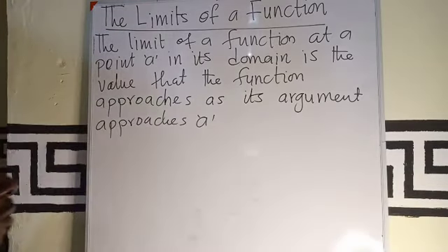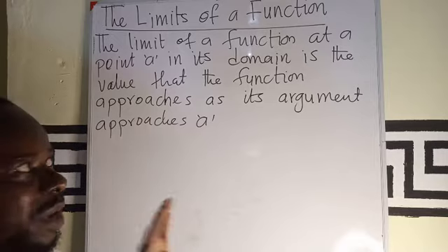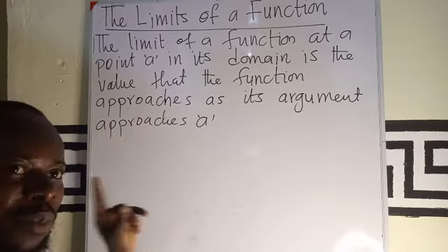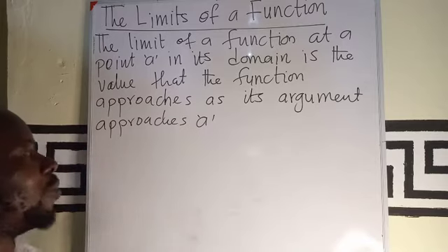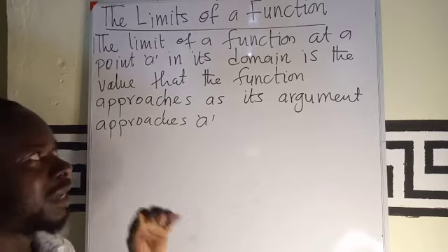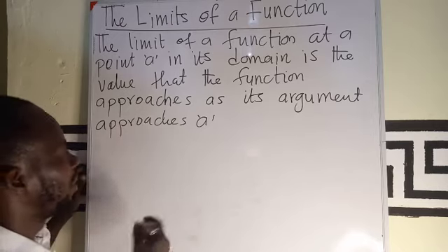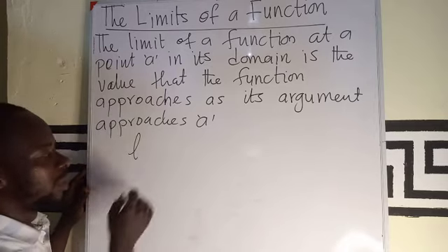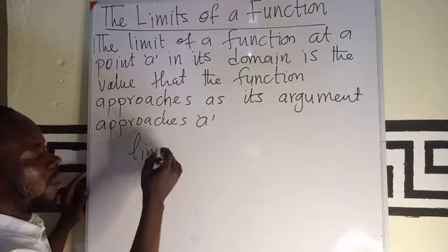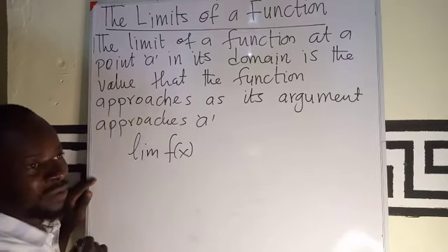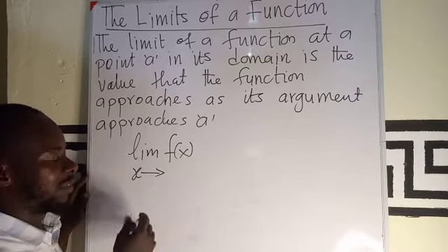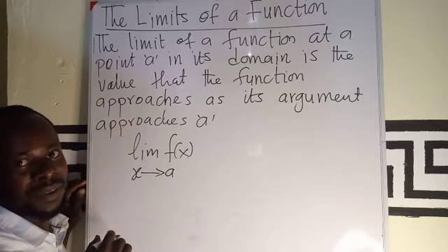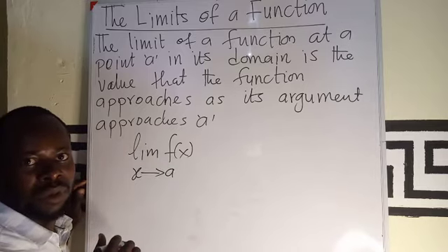Now we say that the limit of a function at any given point A, so the given point can be any variable in its domain, is the value that the function approaches as its argument approaches A. Now this is just given mathematically as lim, that is limit of any function. This is used as a function as the argument, that is the value of the independent variable, the x, approaches a particular number. And that particular number at this time is what we are calling what?